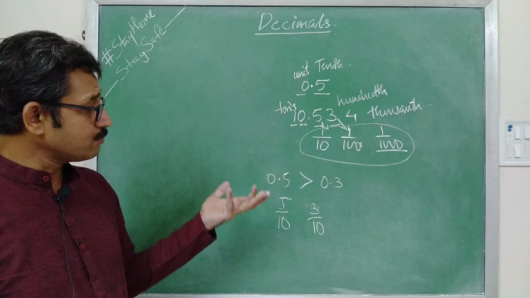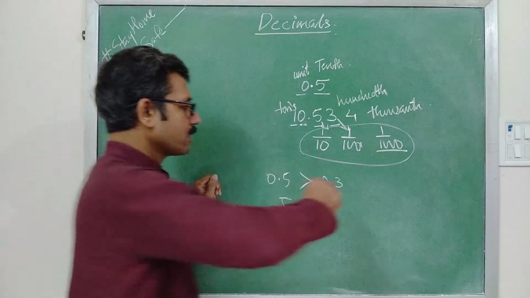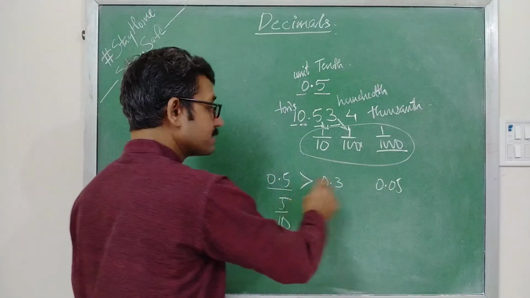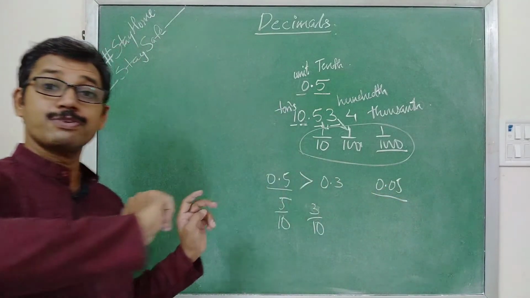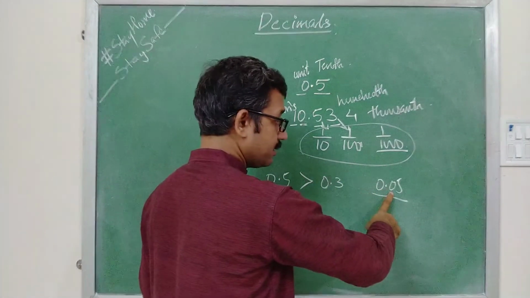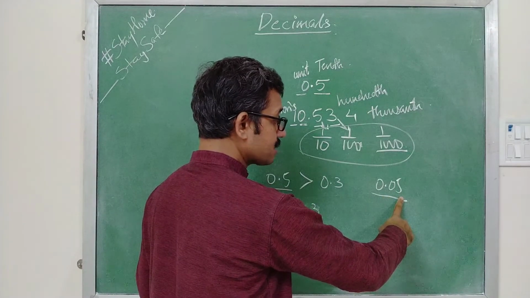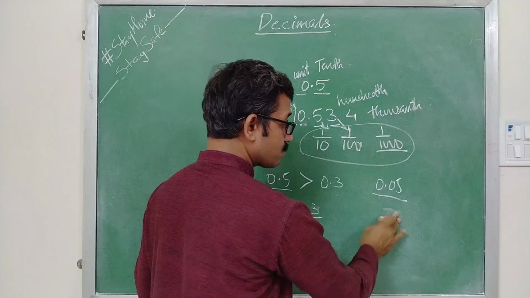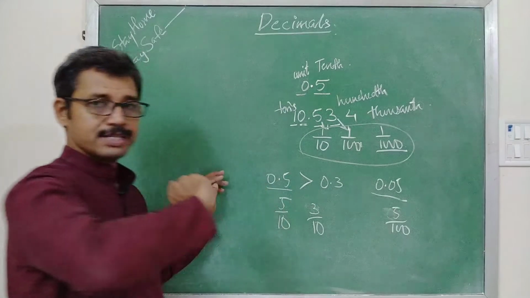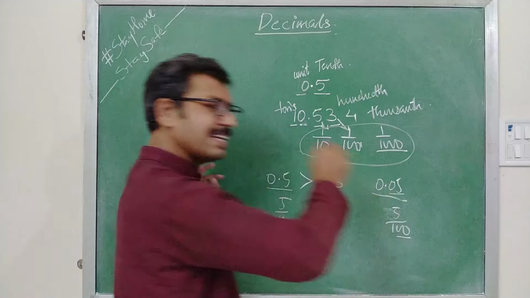Now when it comes to one more place, for example, 0.05. Now 0.5 and 0.05. Now 0.05 means how many places are there? It is of 1, that is 10th, it is of 100th. So how can we write it? We can write 0 point, that is 5 upon 100th. Understand? Why? Because 2 places are there. That means 2 zeros. That is easy to understand.